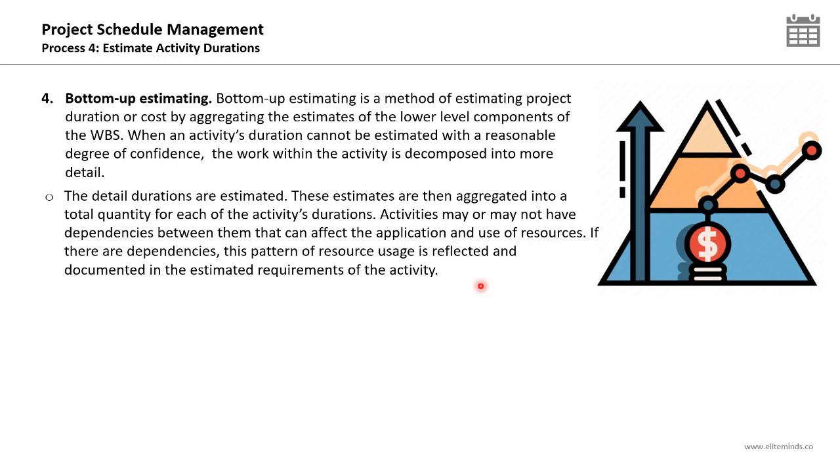The detail durations are estimated, and then these estimates are aggregated into the total quantity for each of the activities' durations. Activities may or may not have dependencies between them that can affect the application and use of resources. If there are dependencies, this pattern of resource usage is reflected and documented in the estimated requirements of the activity. So in this technique, we will decompose the current activities into more levels of detail, and we will start determining the duration of those sub-activities, and then we will aggregate to find out the total quantity of duration for each activity.